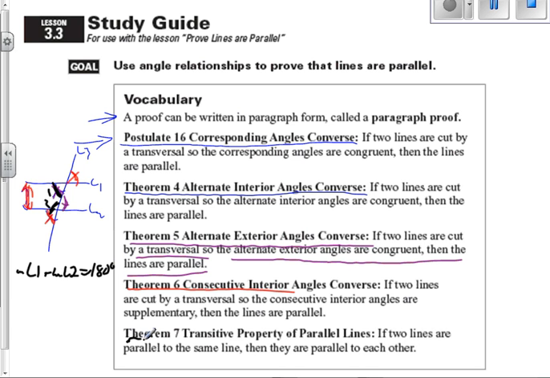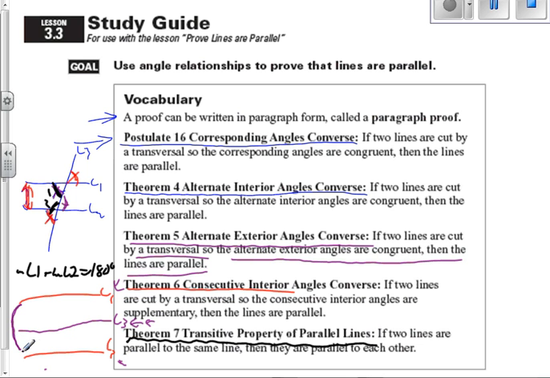And then my last theorem down here, the transitive property of parallel lines: if two lines are parallel to the same line, then they are parallel to each other. In that case, you might have something like this: here's line 1 and line 2. If line 1 is parallel to line 3, and line 2 is parallel to line 3, therefore line 1 and line 2 have to be parallel to each other. That's what Theorem 7 states, the transitive property of parallel lines.